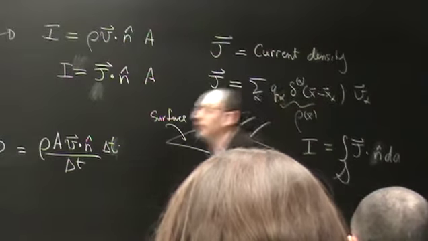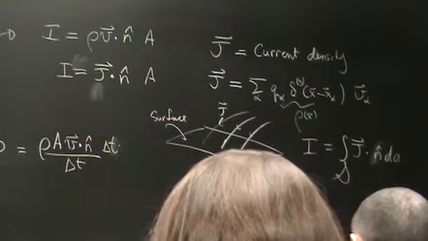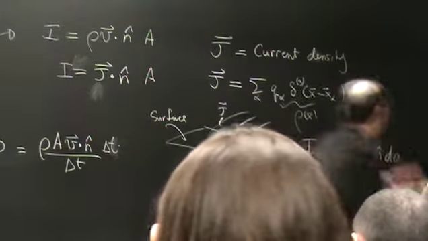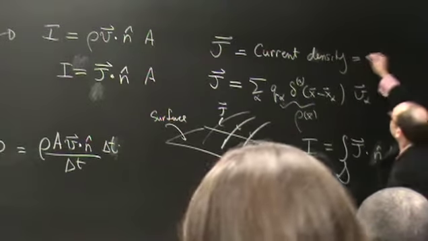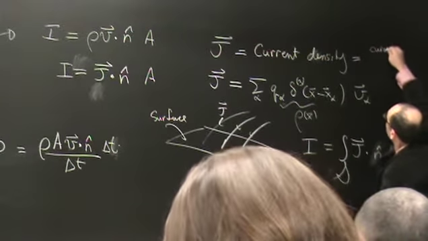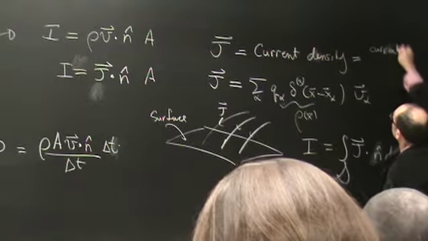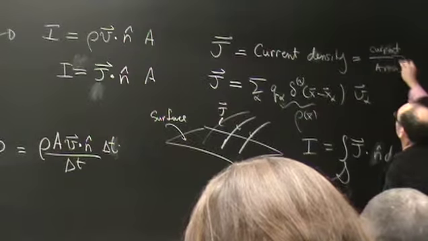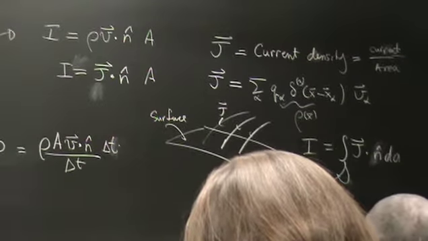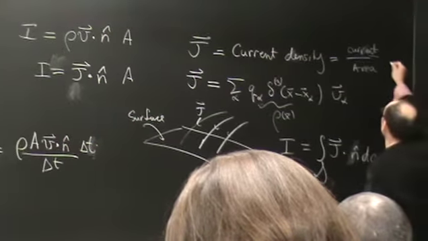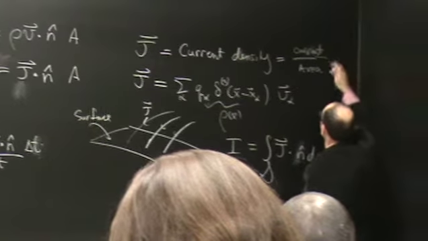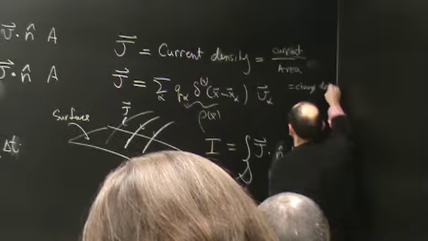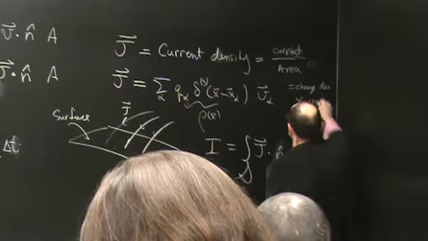All right, so what are the units of current density? Current density is the current per unit area. It's also equal to, as we know, the charge density times velocity or speed.